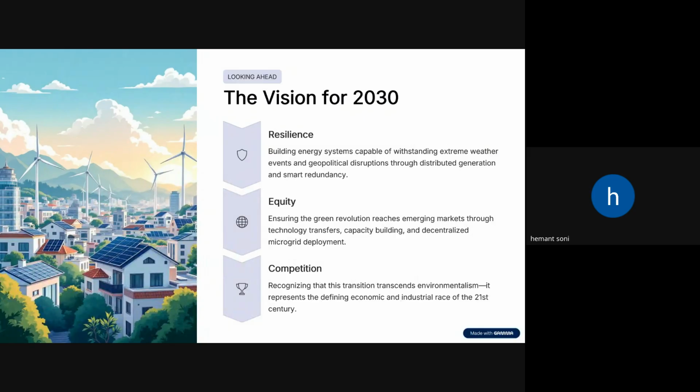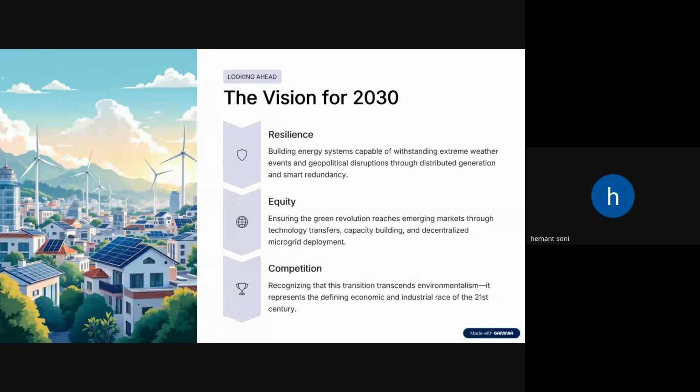Second is ensuring the green revolution reaches emerging markets through technology transfers. Basically, the idea is that a large percentage of the world's population actually lives in the emerging markets, so it has to be ensured that the green revolution, or the availability of circular economy and the related technology, is provided to the emerging markets. How can it be done? Through technology transfers, capacity building, and decentralized microgrid deployment.